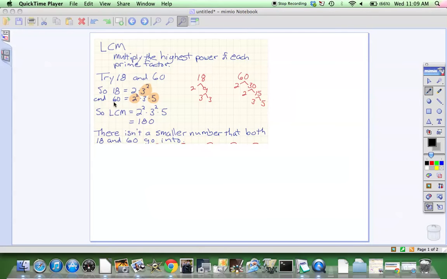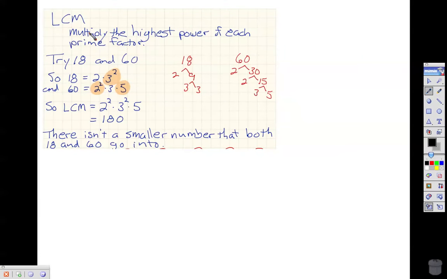Hopefully this works. So we talked a little about the LCM the other day in class. I'm just going to repeat that. To find the lowest common multiple of two numbers, you can multiply the highest power of each of the prime factors. Now, to do that you need to have the prime factorization. So let's work with 18 and 60.